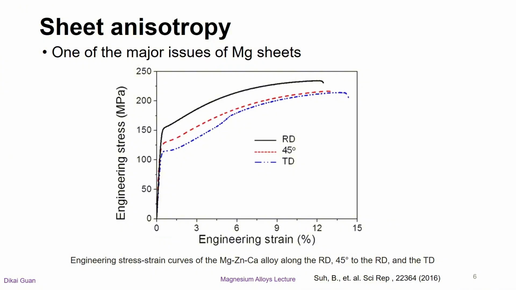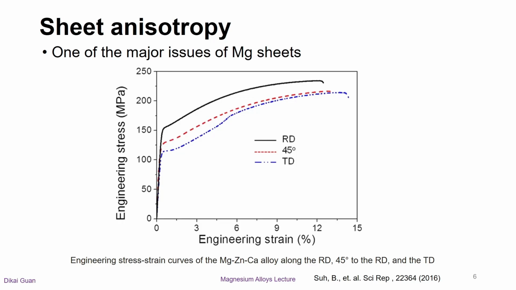One of the biggest challenges of magnesium sheet is the anisotropy of their mechanical properties. The figure shows engineering tensile stress-strain curves of the magnesium-zinc-calcium alloy subjected to tensile tests along the RD, 45 degrees to the RD, and the TD. The alloy shows quite different tensile properties depending on tensile loading directions.